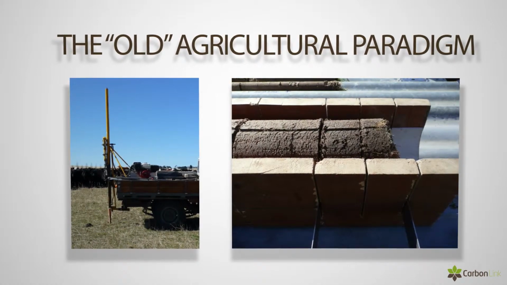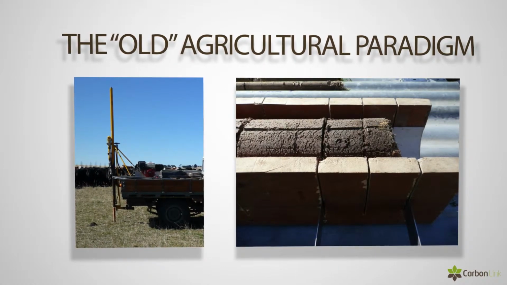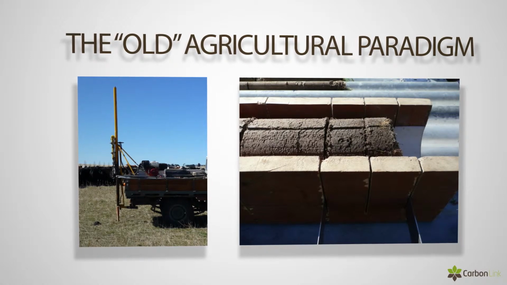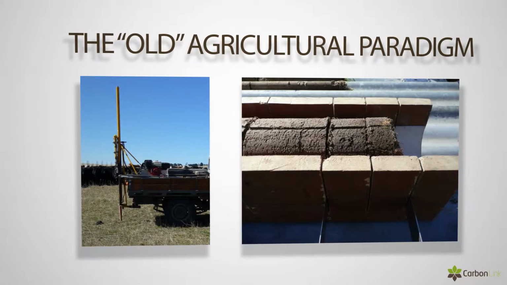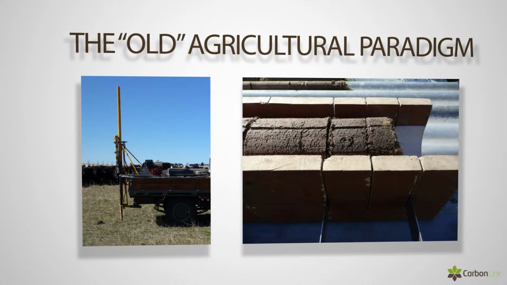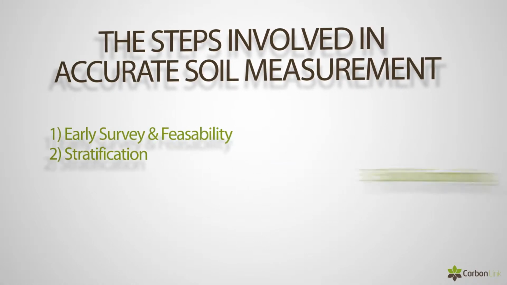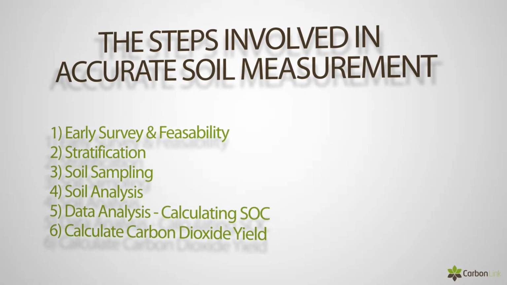So over the last 12 months, during 2012 and 2013, CarbonLink, in association with CSIRO, did the first large-scale commercial accurate soil measurement in the world when we surveyed around about 8,000 acres. Out of that has come a process for accurately measuring soil carbon, and it's a 6-step process, and we'll go through those now one at a time.